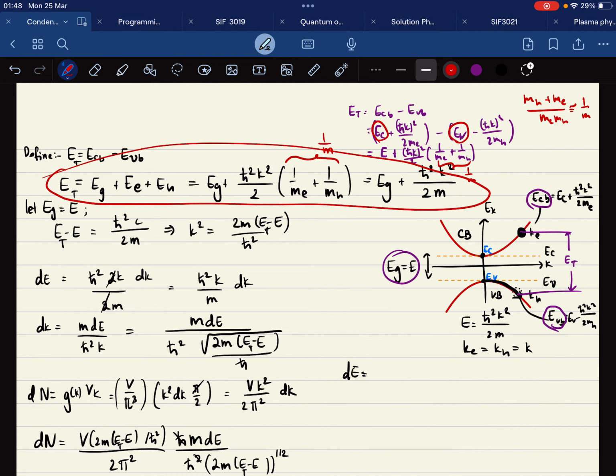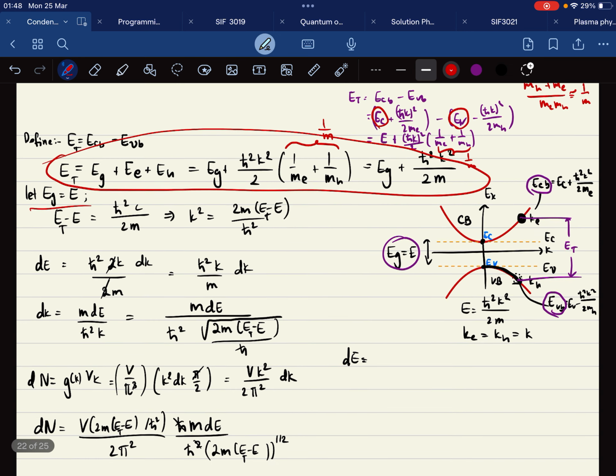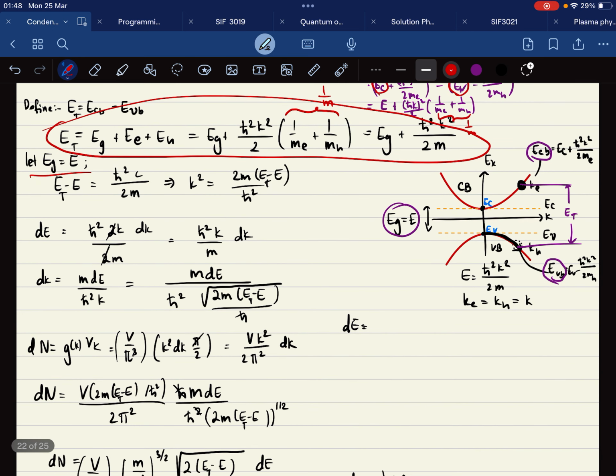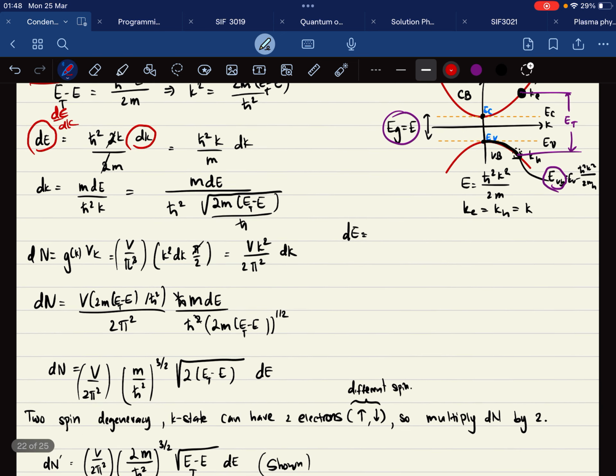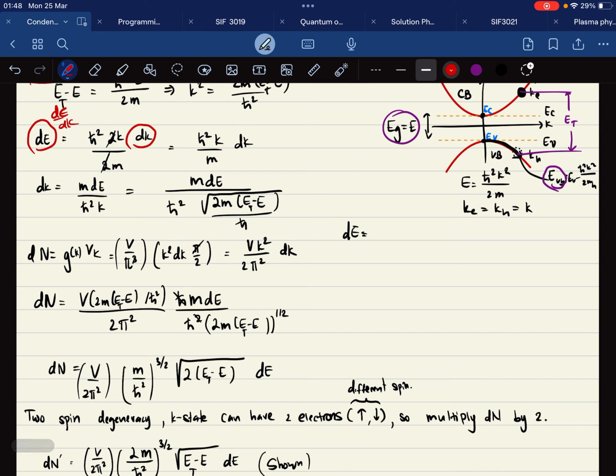Alright, so I hope that's very clear, right? I just let EG, the band gap energy, to be E. It doesn't matter, that's just a matter of defining the variable. And then I just take the derivative with respect to E. So of course you already know this. Derivative with respect to E on the left side, and on the right side with respect to K. So basically this is dE over dK. So I make dK the subject of the formula, so it becomes like this.